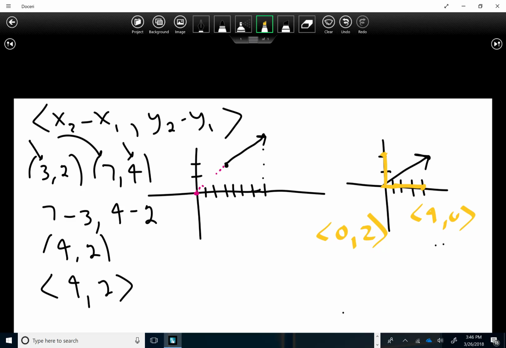So when it says to put it in component form, that's what it's doing. It's just looking at that from the origin instead of from its initial and its terminal point.